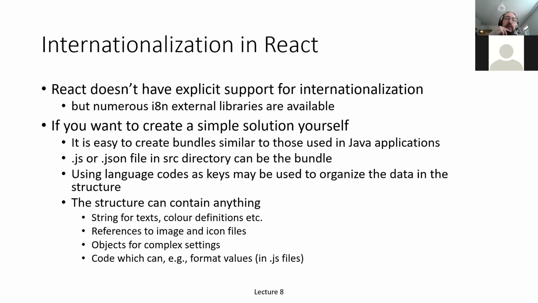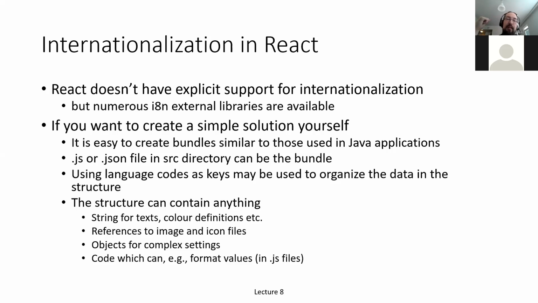So using a JavaScript or JSON file in the source directory can be where you get the translation bundles. I'm using the word bundle because, for example, in Java this word is used, so it bundles together the different strings, and that bundle can then be used in the interface. And just using the language codes as keys is one simple approach. And the structure can contain not only the texts, but also color definitions and references to image and icon files.